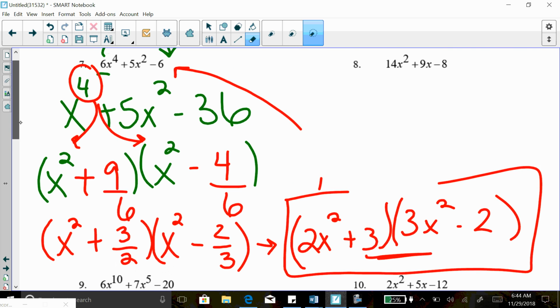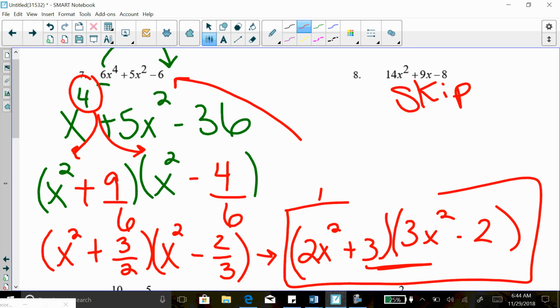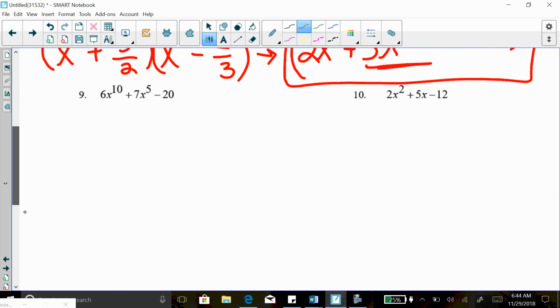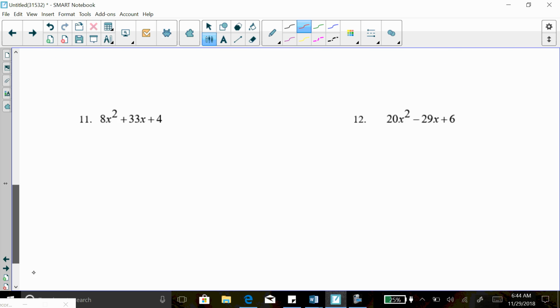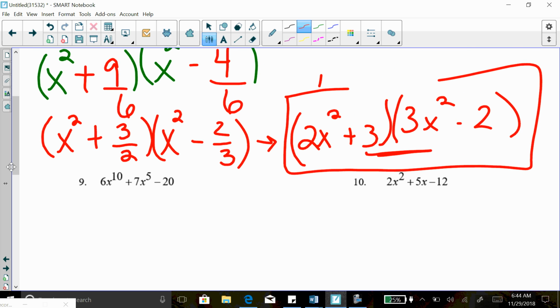Okay. Let's skip 8 for now. And let's jump to, let me just look here. Number 9. We'll only do a few more. We'll skip a few of them, and you will have a chance to practice these in your classwork. So, number 9.